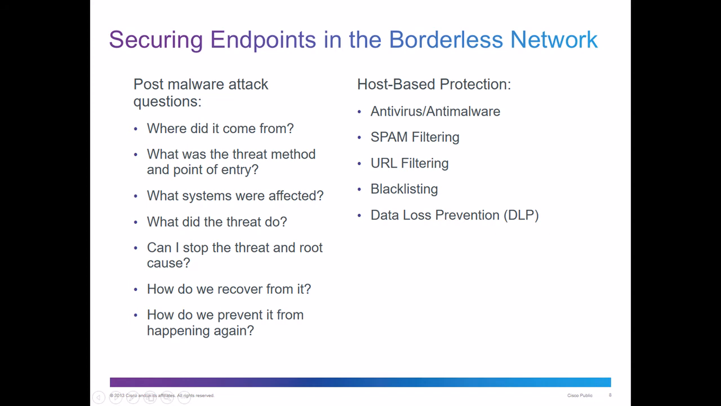All right, so you may want to think about getting on the host, regardless of what type of host you have: antivirus software, spam filtering, URL filtering for specific websites, blacklisting all the different types of attacks that were blacklisted, and data loss prevention software. So you may think about installing all of these different types of software on those host devices in a borderless network before you let them join the network. Okay, so that's the first thing I want you to write down: the host-based protection software that you want to add to devices that are going to be added in the borderless network. All right, let's move on.